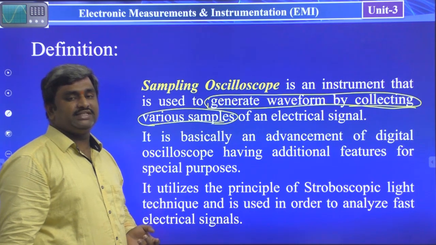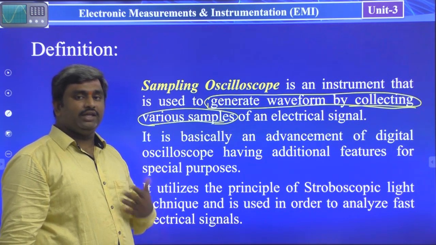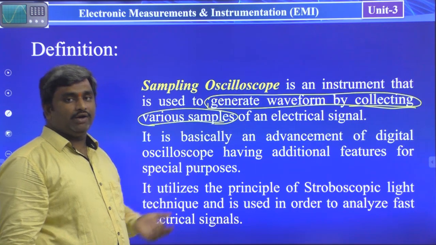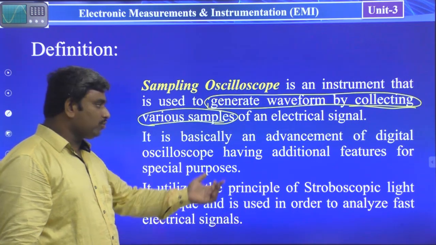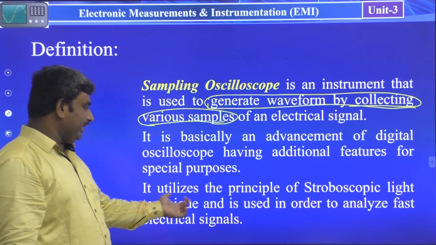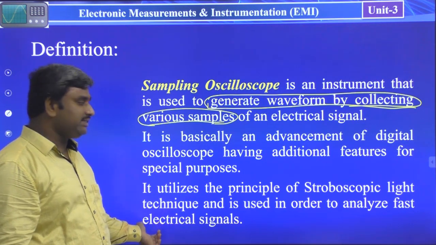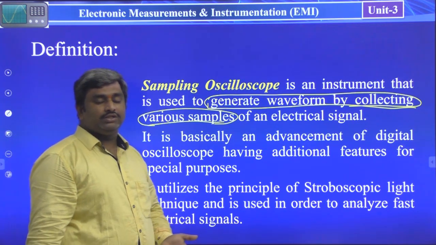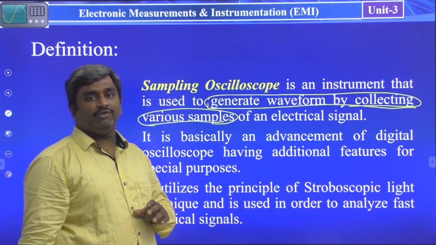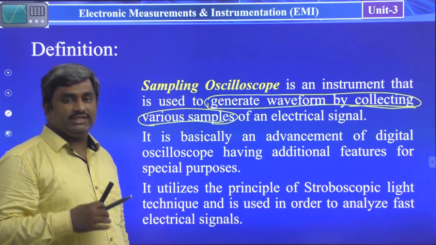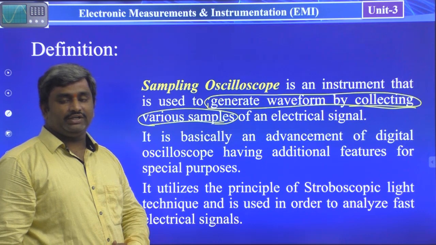So presently we are seeing digital storage oscilloscopes, digitalized oscilloscopes. In those oscilloscopes, this is an advanced feature. It utilizes the principles of the stroboscopic light technique and is used in order to analyze fast electrical signals. Generally, these types of CROs are used to analyze the behavior or characteristics of the fastest electrical signals.